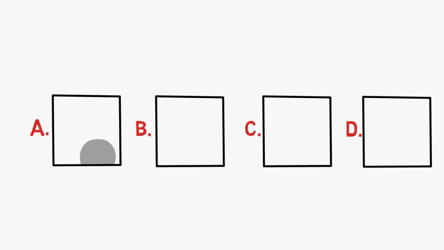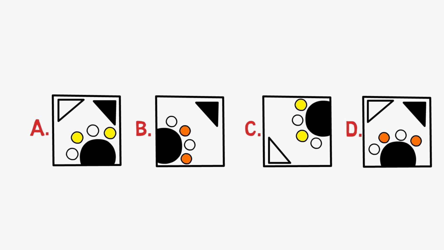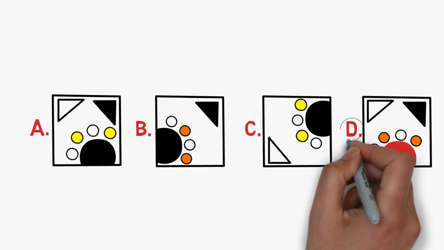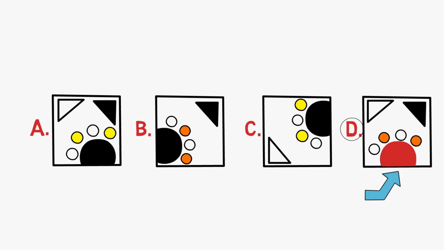Let's recap. The pattern here is that all half circles are attached to the corners of the square. But the half circle in shape D is placed in a different place than the others. The half circle there is in the lower part of the square. This is why the correct answer here is choice D. Hopefully you've nailed this question and now know how to answer similar problems on the test.